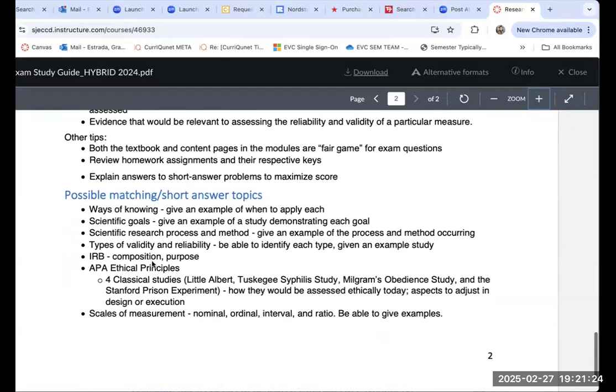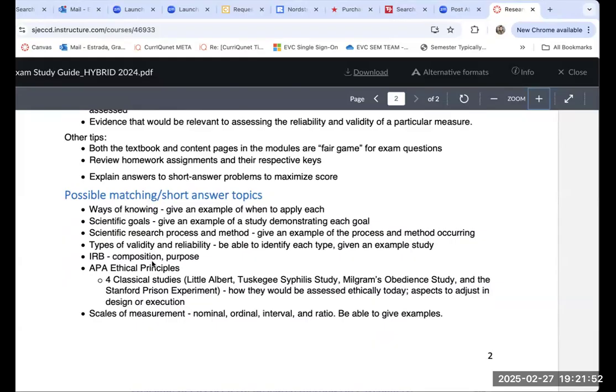So what are some tips? Make sure you're looking not only at the textbook, but also the content pages. That's why I built them. It's because I want to give you a little bit more meat than what the textbook has. So the content pages are fair game for the exam. So keep that in mind. Both the textbook and content pages and lecture slides would be part of that, right? Review the homework assignments and the keys, because that's going to help you as well.